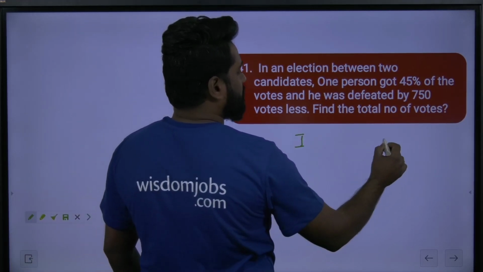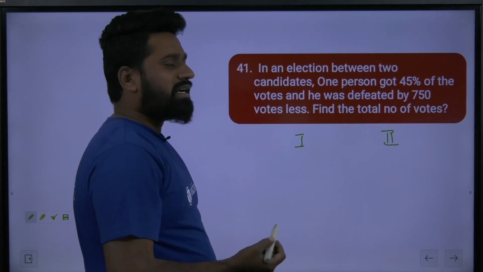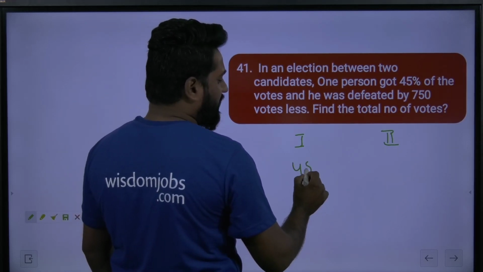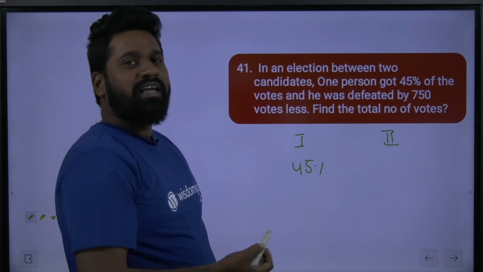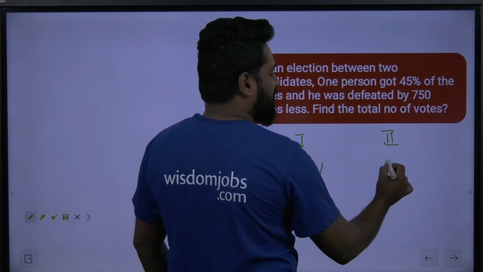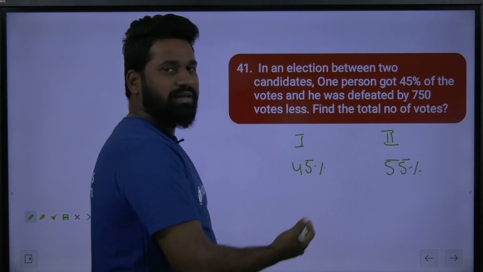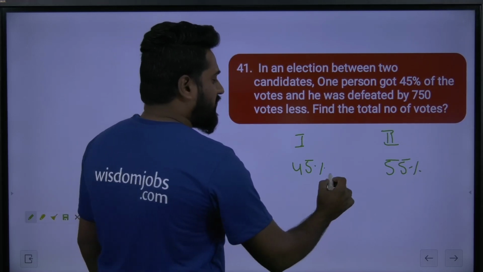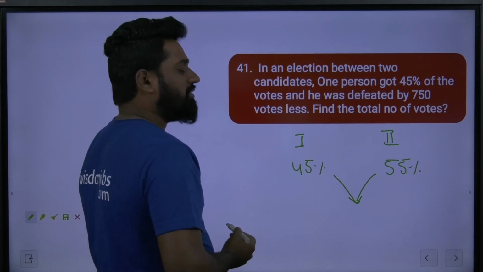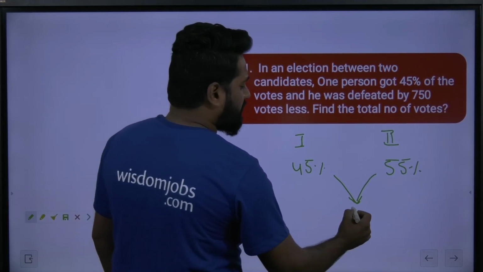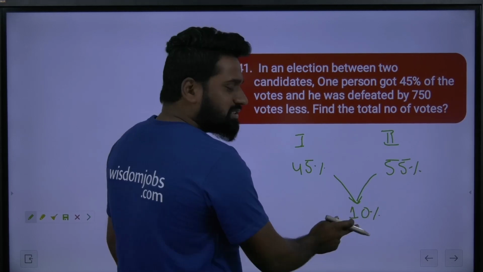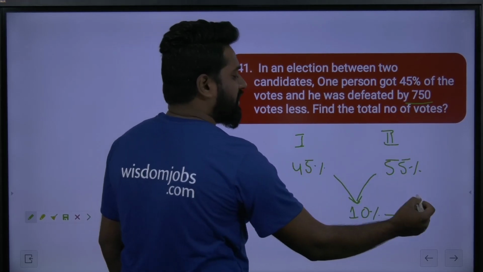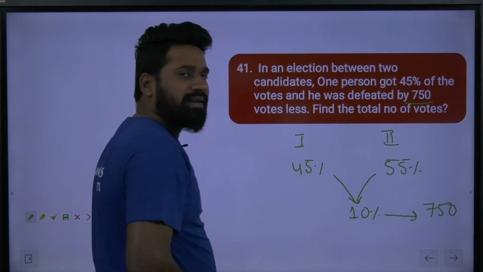First person, second person. One person got 45% of the votes, that means this person got 45% of the votes. So definitely the second person got 55% because that is the remaining votes. 45 plus 55 becomes 100% of the votes. Right? And next you can take the difference between these two, 45 and 55. What is the difference here? 10%. This is the difference of votes in terms of percentage, and the difference of votes in terms of number is 750. Both indicate the same meaning, right?